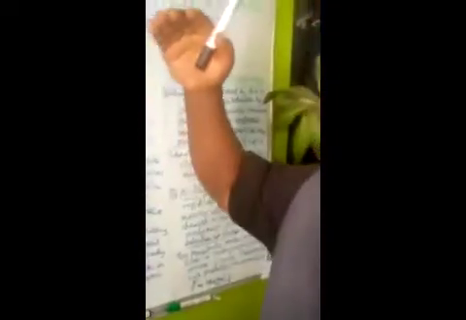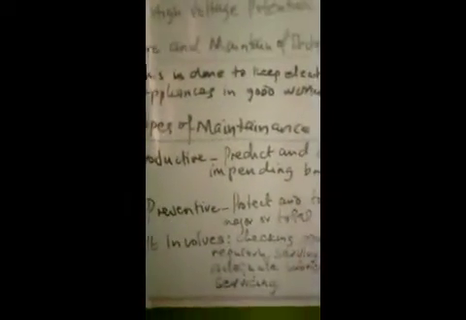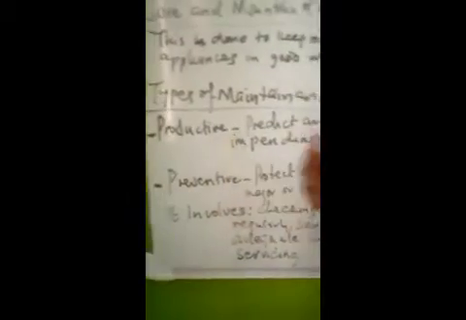How do we maintain electrical appliances and equipment? Maintenance of electrical appliances and equipment is carried out to make sure that these electrical equipment and appliances are in good working conditions. There are two major types of maintenance: productive maintenance and preventive maintenance.